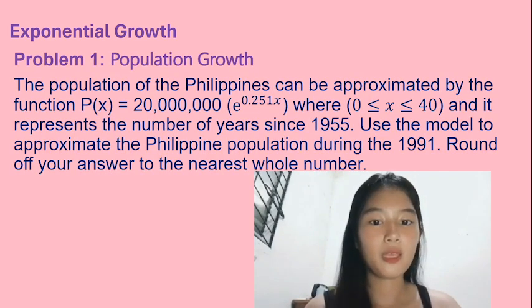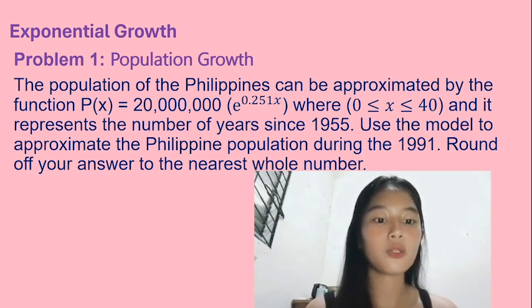Problem number 1. The population of the Philippines can be approximated by the function p of x equals 20 million times e raised to 0.0251x, where 0 is less than or equal to x less than or equal to 40, and x represents the number of years since 1955. Use the model to approximate the Philippines population during 1991.